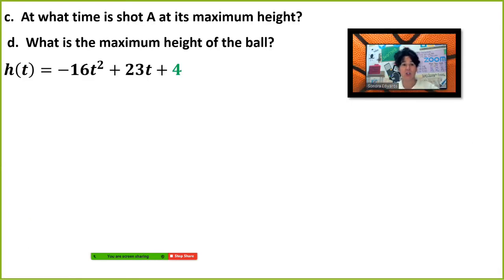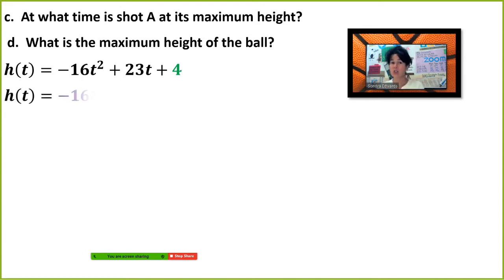Next, we want to answer what time the shot is at its maximum height and what is the maximum height of the ball. In other words, we need the vertex. I'm going to show you two different ways to find the vertex. The first way is a review of what we did in the last lesson, completing the square.